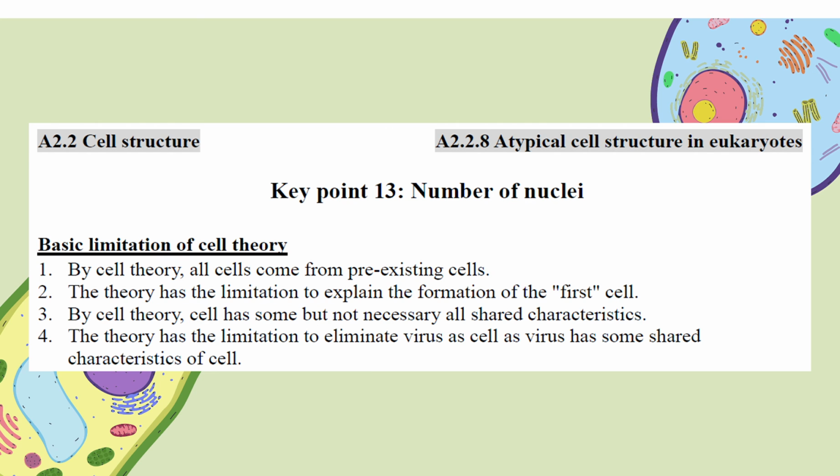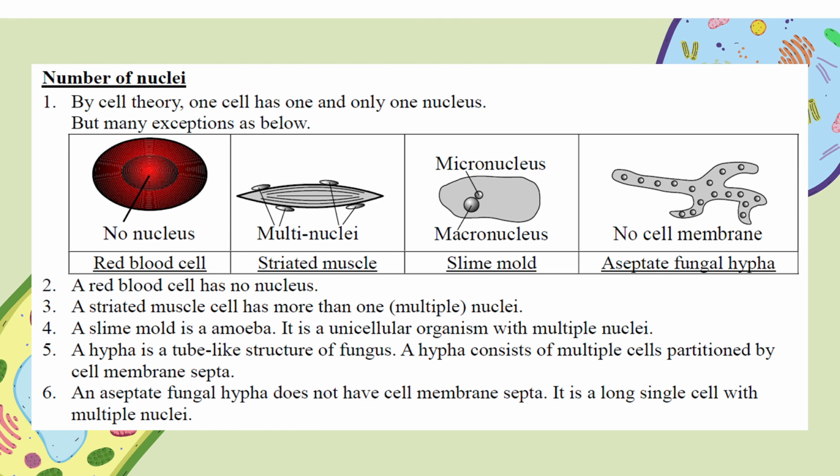For example, virus. Number of nuclei is a problem for cell theory. Cell theory said that majorly one cell should have one and only one nucleus, but there's an exception. For example, red blood cell. I drew it red, sorry. No nucleus for red blood cell. And for muscle cell, multinuclear. And for stem cell, two nuclei also, big and small one. This one is important, we talk about it later.